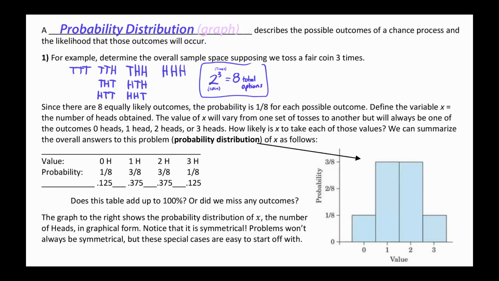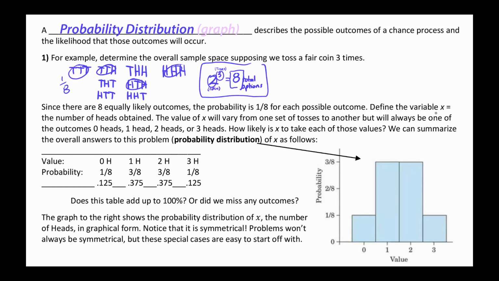So a coin has 2 options, and you are tossing 3 of them, or you're doing it 3 times in a row. So 2 to the 3rd power is 8 total. And we have 1, 2, 3, 4, 5, 6, 7, 8 options, which means we didn't miss anything. The odds of getting tails, tails, tails, it's 1 out of 8. The odds of getting this one, also 1 out of 8. 1 out of 8, 1 out of 8 for all of them.